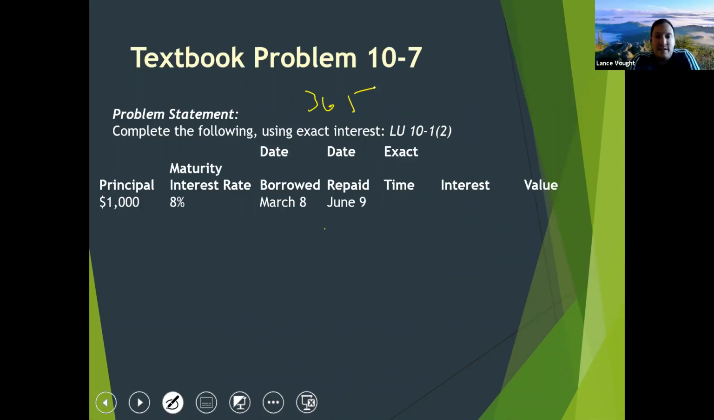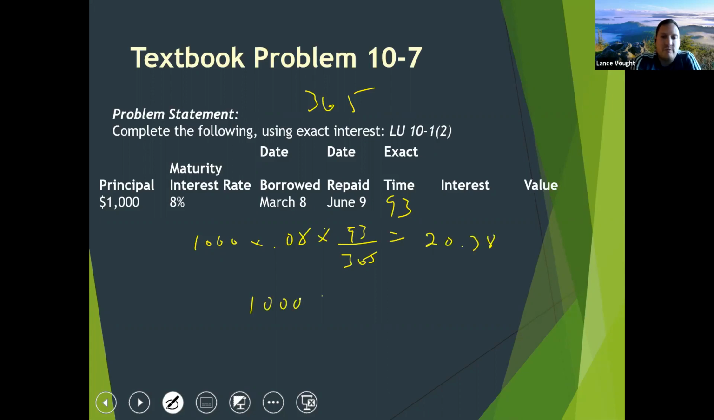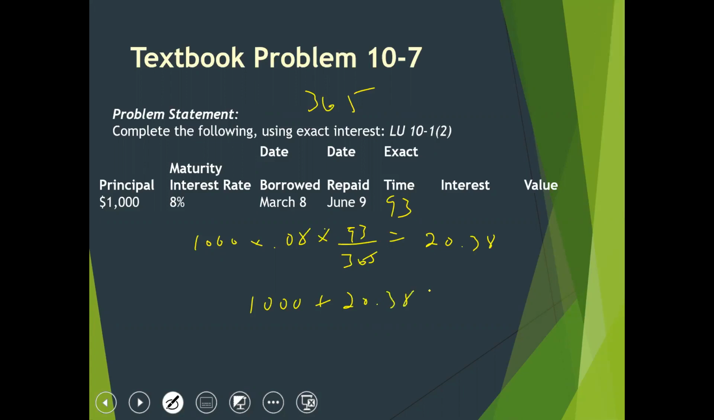So we have the exact same problem. We know this is 93. We know it's 1,000. We know it's 0.08. We know it's 93, but now we're dividing by 365. So we're going to get a slightly different answer. 93 divided by 365 times 0.08 times 1,000 gives us 20.38 as our interest, which would make our maturity value 1,020.38.